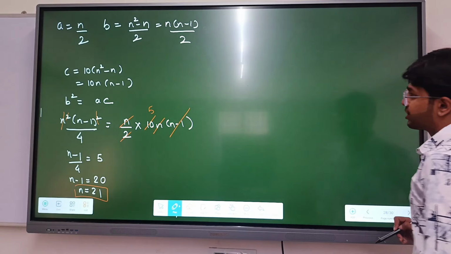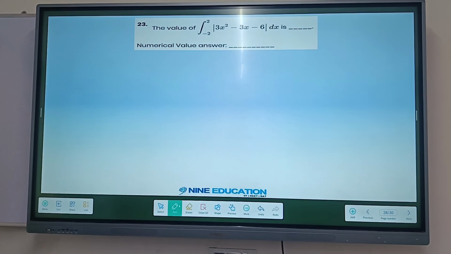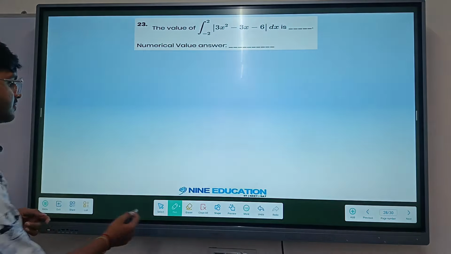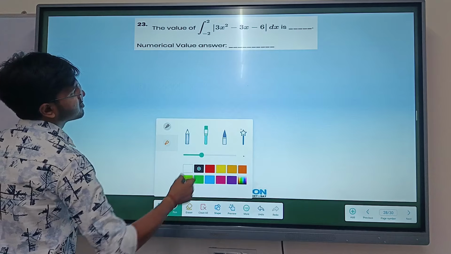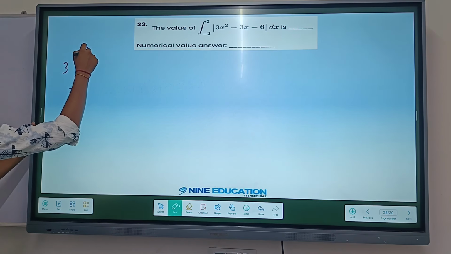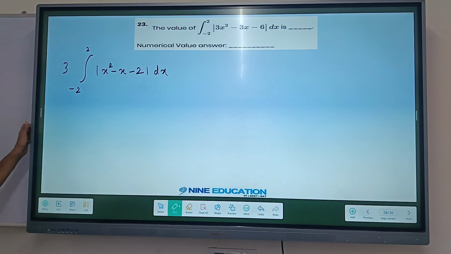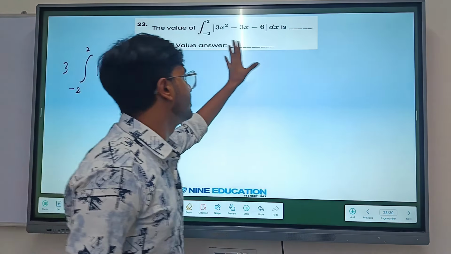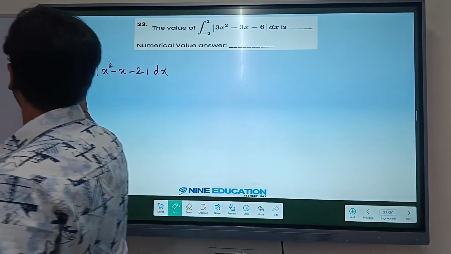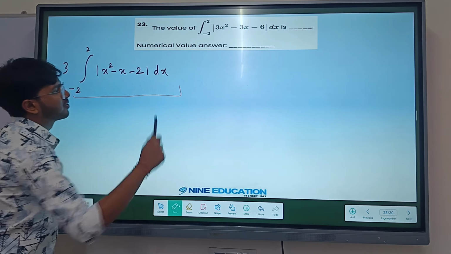Let's move to next question. The value of definite integration minus 2 to 2 mod of 3x square minus 3x minus 6. So first of all, I can take a 3 common from here. What remains? Minus 2 to 2 mod of x square minus x minus 2 dx. So whatever answer I'll get at the end of this integral, I'll multiply 3 with it. We just need to remember that at the end I need to multiply by 3. Now let's focus on this, how to open this mod.